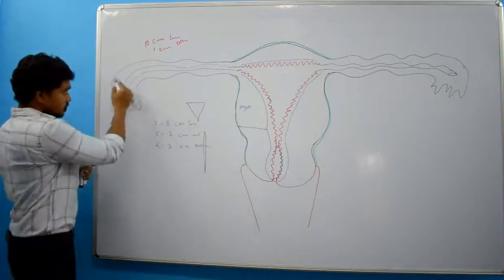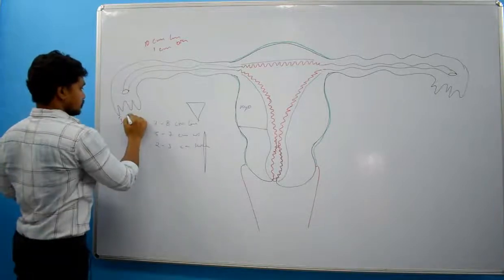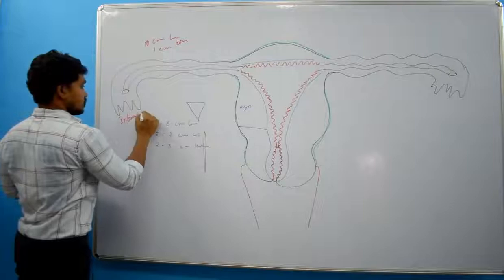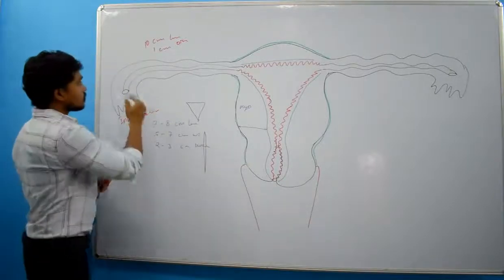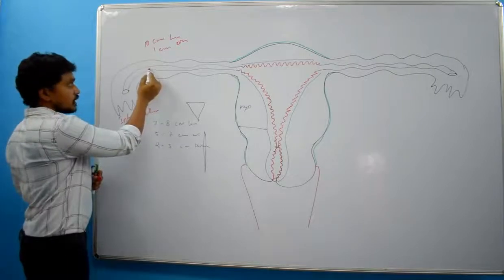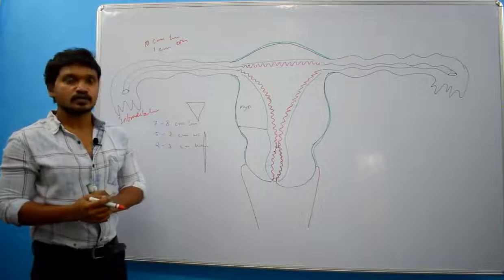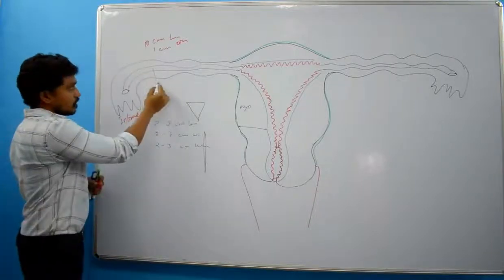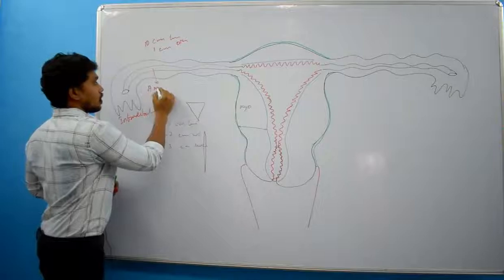Infundibulum. This part of the fallopian tube, what we call the infundibulum. Right? Next to the infundibulum, there is a dilated, tortuous area. This area, what we call the ampulla.